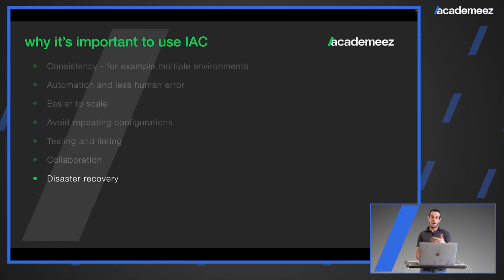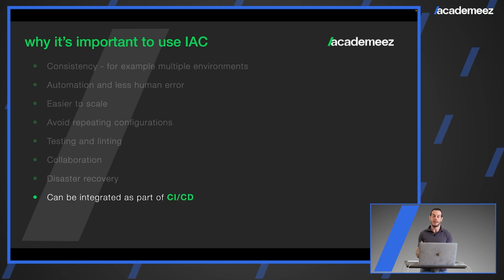Disaster recovery, right? So if something happens and you have to recreate your cluster, recreate your project, recreate your network, everything is configured by code. So you just run your code again, and it can be integrated as part of your CI/CD. So your CI/CD can actually automatically open resources, change configuration, and run tests on the configuration.